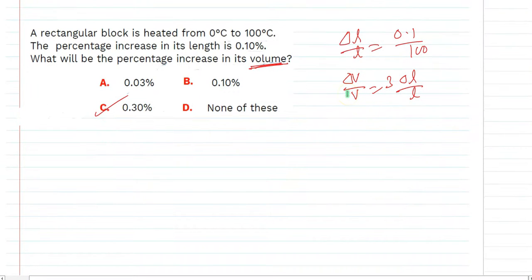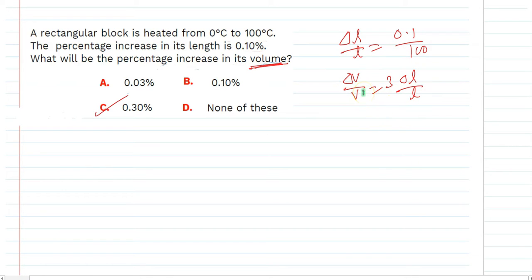Now we will do some problems. A rectangular block is heated from 0 degree C to 100 degree C. The percent increase in length is 0.1%. What will be the percentage increase in volume? This is a simple mathematical problem. It is given that del L by L equals 0.1 by 100, as the length is increased, and we have to find del V by V.